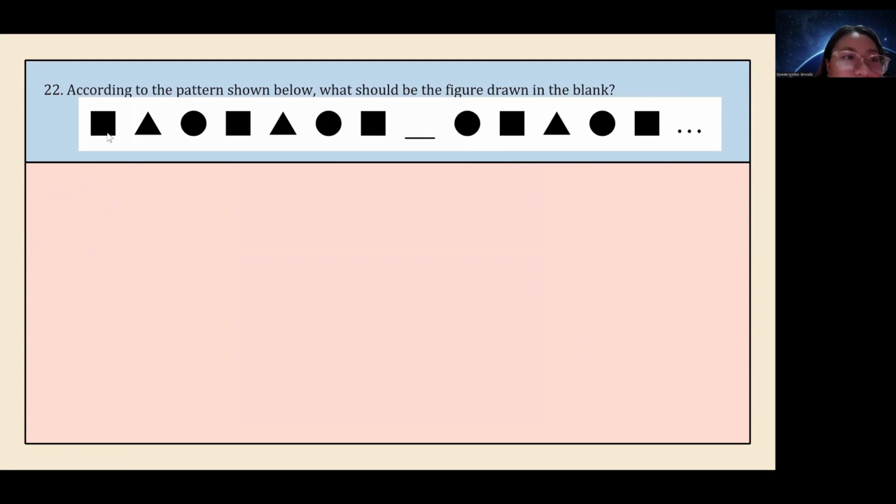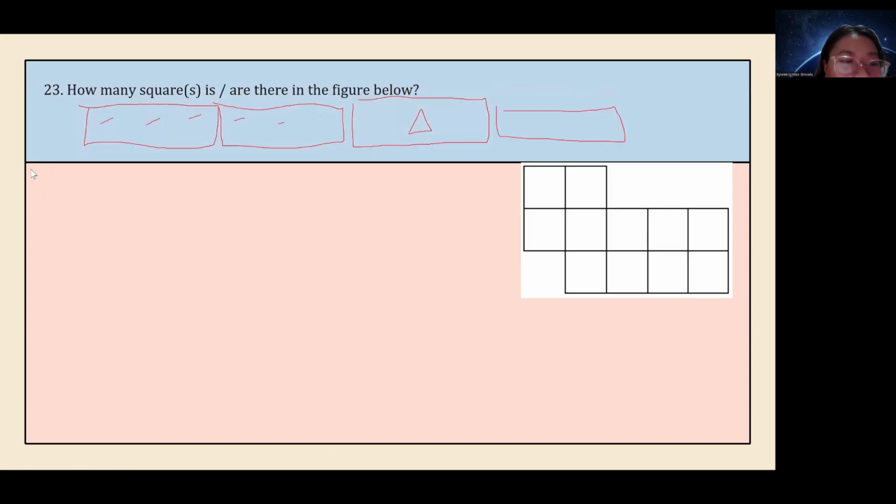Number 22. According to the pattern shown below, what should be the figure drawn in the blank? Let's try to see the pattern. Square, triangle, circle. Next, it repeats again. Square, triangle, circle. So the pattern is a square, triangle, and circle. Next, square, triangle, circle. So here, we would have square. Next to a square is a triangle. So the correct answer here should be a triangle. Easy, right?